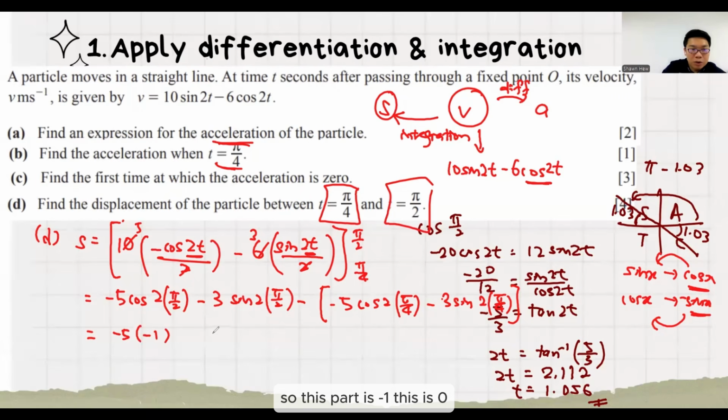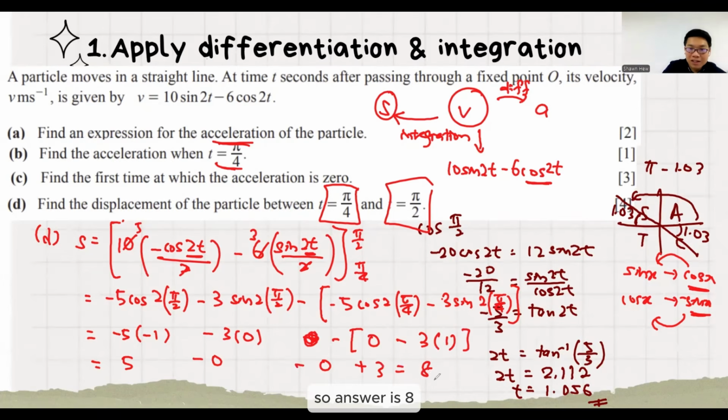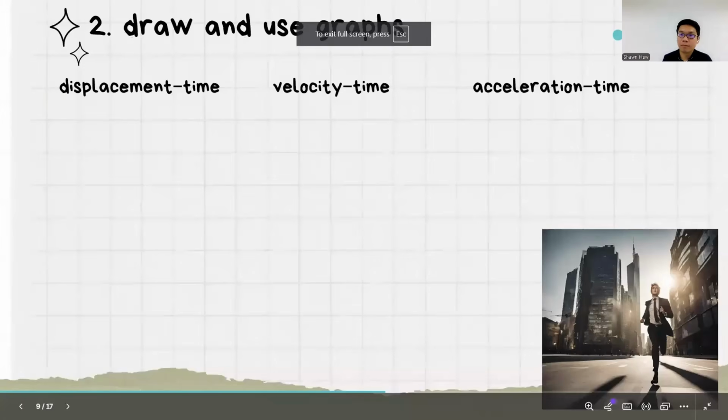So this part is minus 1. This is 0. This part is 0. This part is positive 1. So the answer is 8.